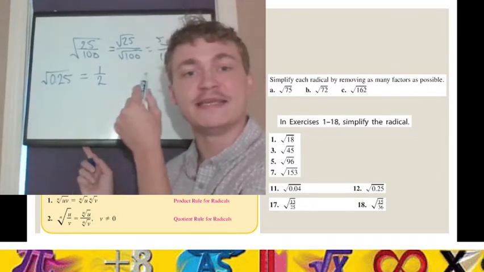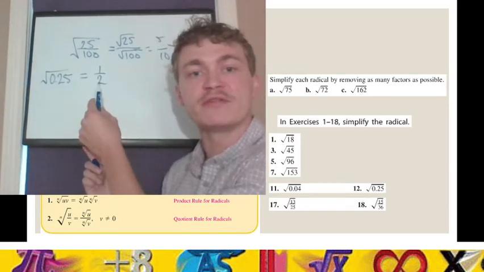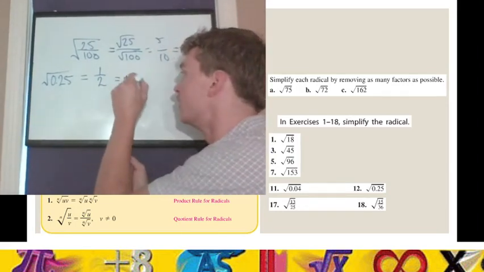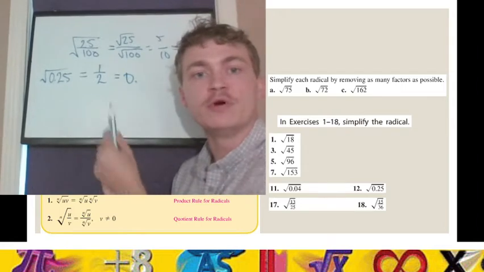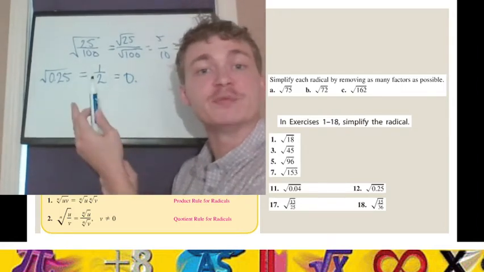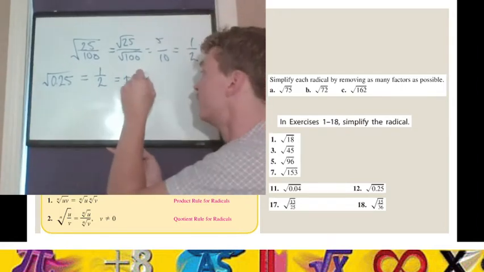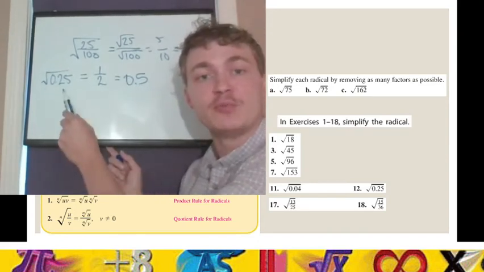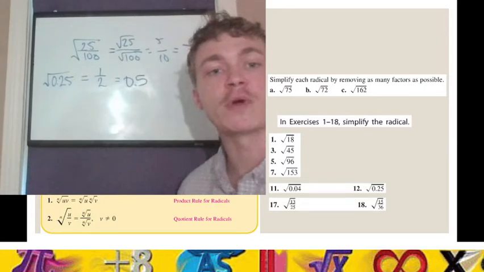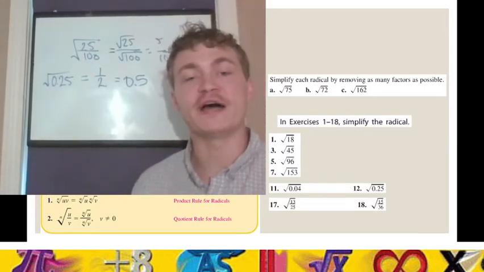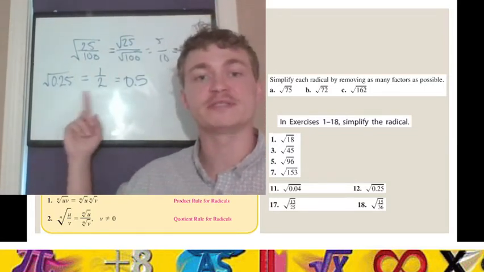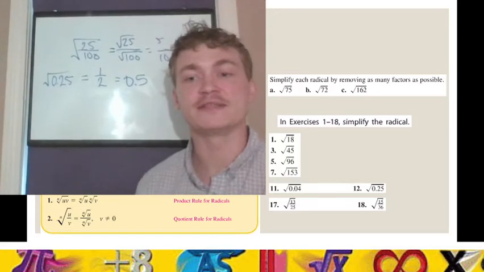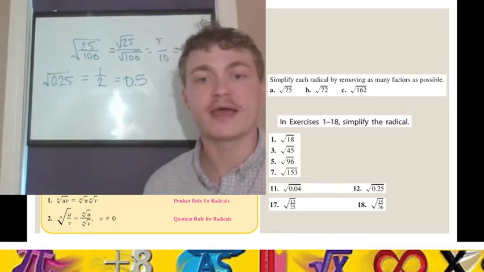1/2 expressed as a decimal, again, numerator smaller than denominator, thus it's some number between 0 and 1. 1/2 is exactly 50%, or 0.5. In other words, 0.5 squared is going to give you 0.25. Thus, the square root of 0.25 is 0.5. In other words, the square root of 25 hundredths is 5 tenths, or in other words, 1/2.